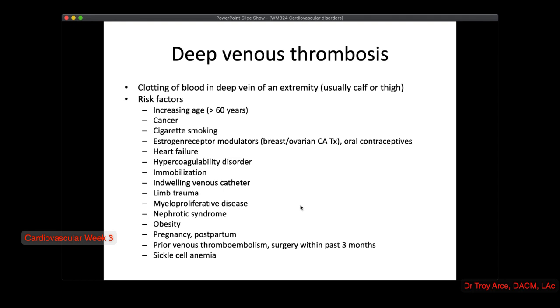So if someone's immobilized for a great period of time or pressing up against your leg, causing an embolus or a thrombus. Limb trauma, myeloproliferative disease, nephrotic syndrome, obesity, pregnancy, postpartum, and prior venous thromboembolism. Surgery within the past 3 months. Sickle cell anemia.